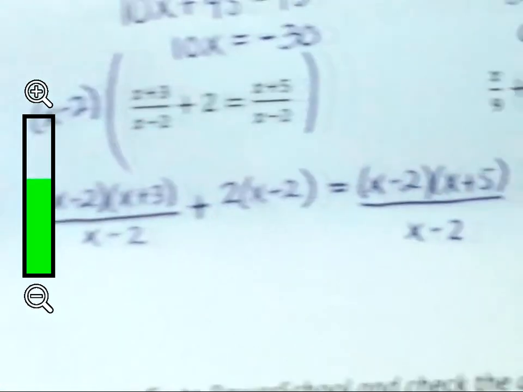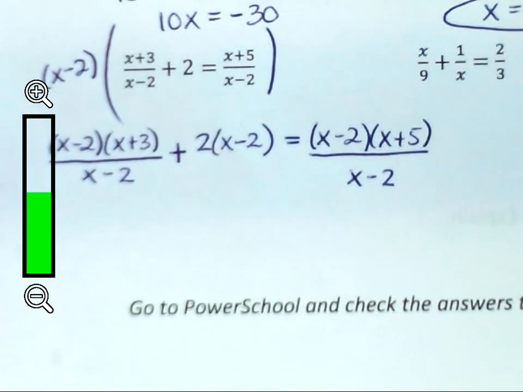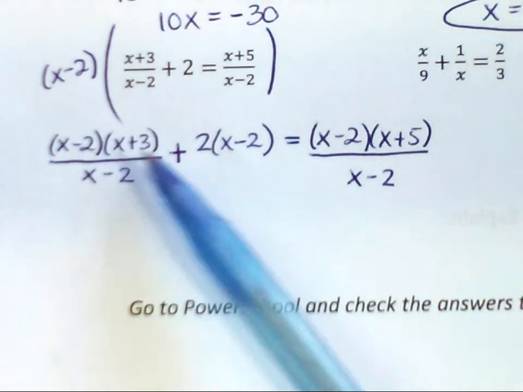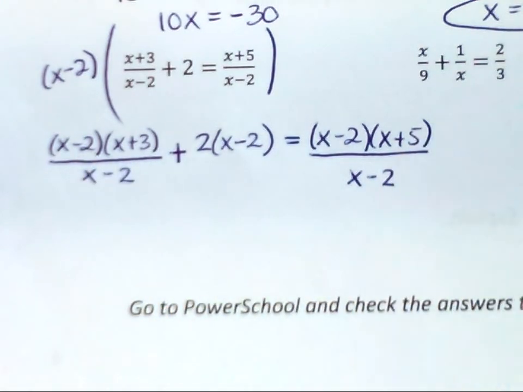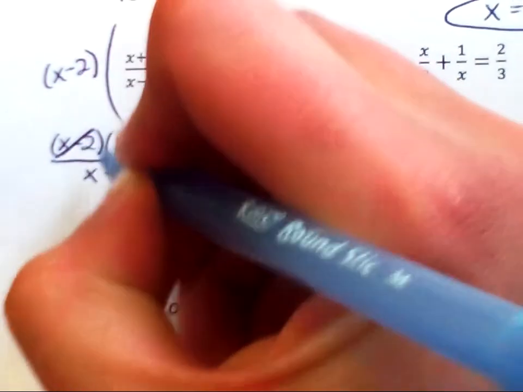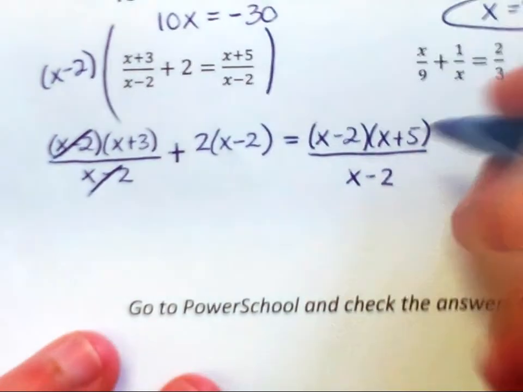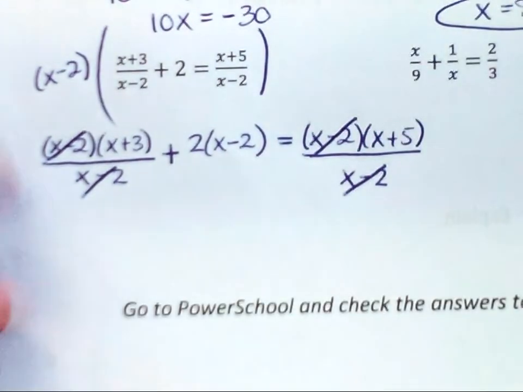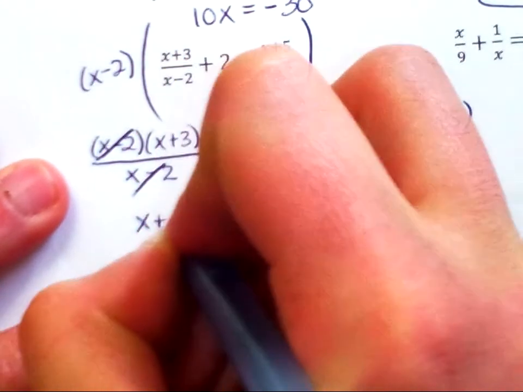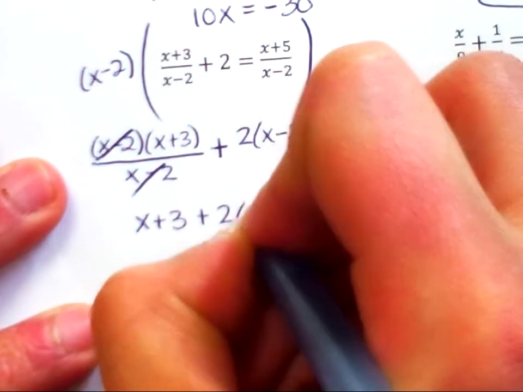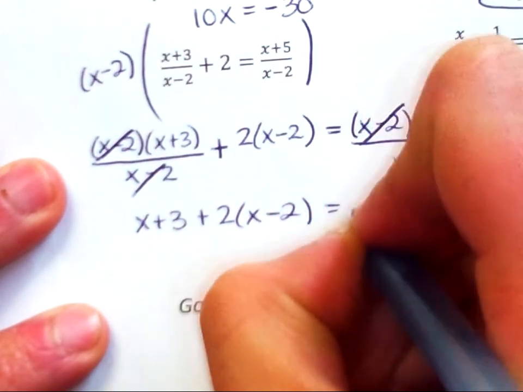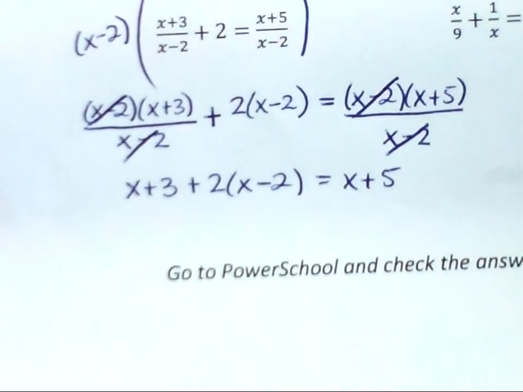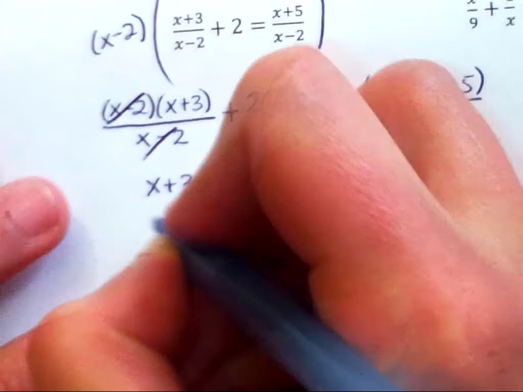Whoa, you can't see. Okay. So I've rewritten the equation with an extra factor of x minus 2 in every term in the numerator, which then in the first term it's going to cancel out, and then the term on the other side is going to cancel out. So now, rewriting this, I have x plus 3 plus 2 times x minus 2 equals x plus 5. And that is a beautiful linear equation. So we can get to work.